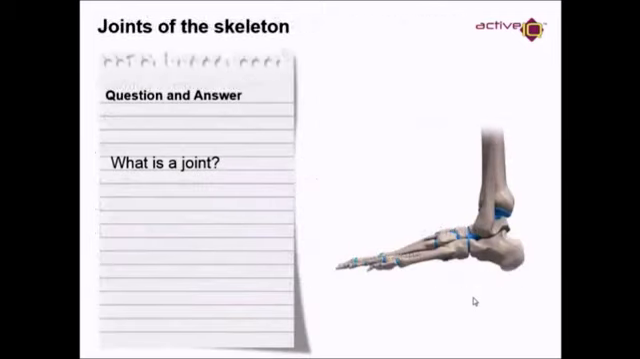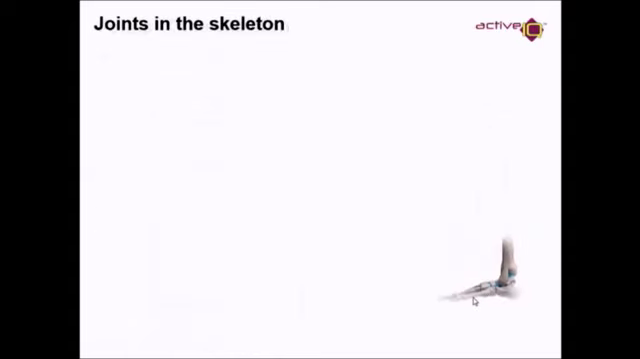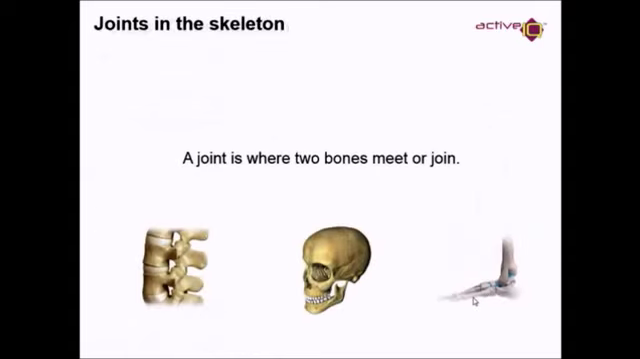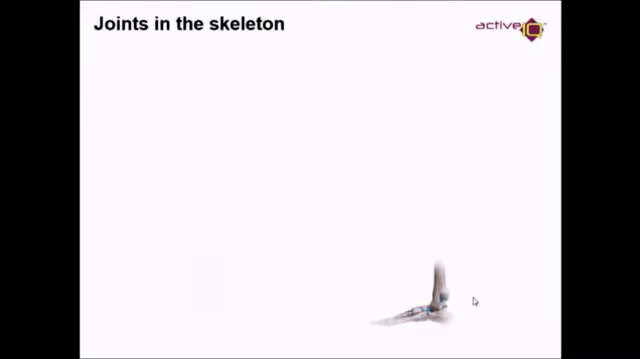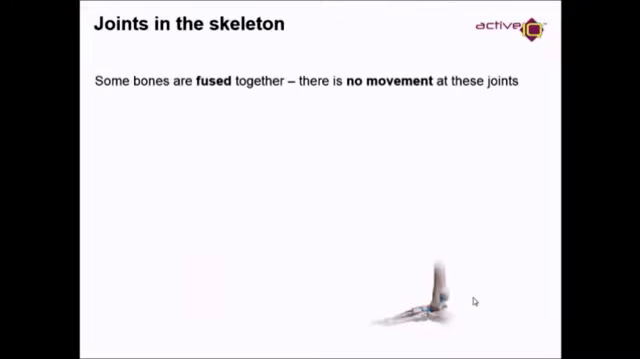So let's get started, and I want you to think about what a joint is in layman's terms. If you were to describe to a 4-year-old child what a joint is, the very, very simple answer is a joint is where two bones meet or join. Wherever we have two bones meeting each other in the skeleton, that's a joint. And we have different types of joint.